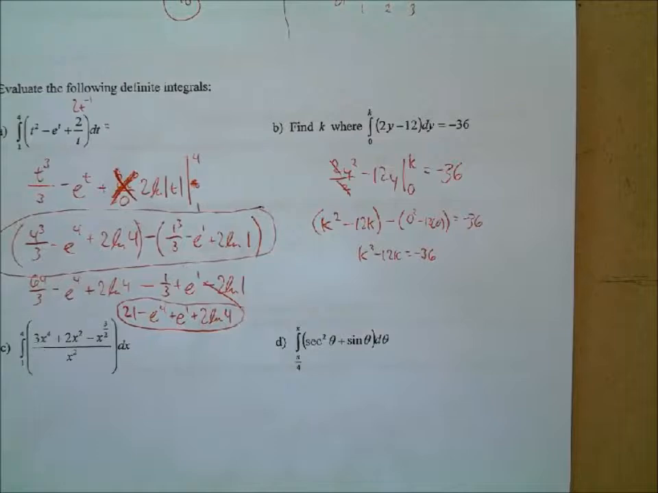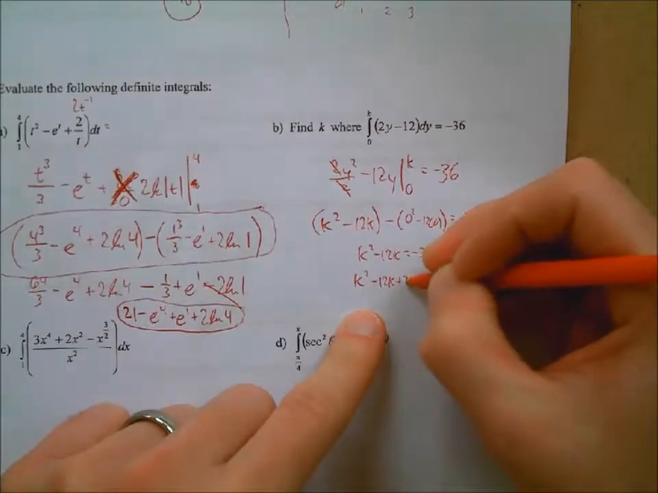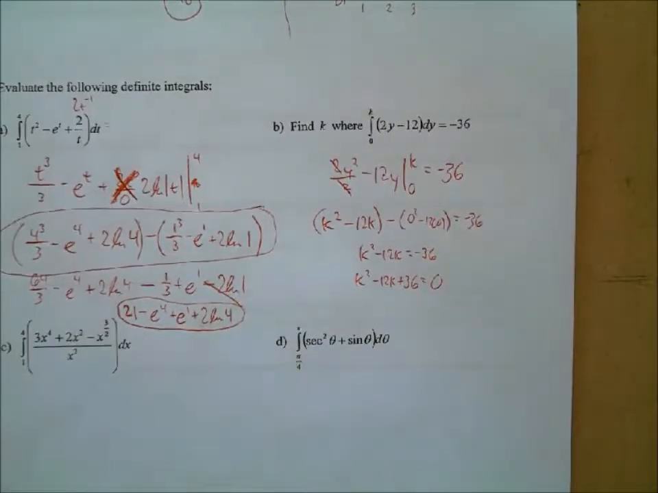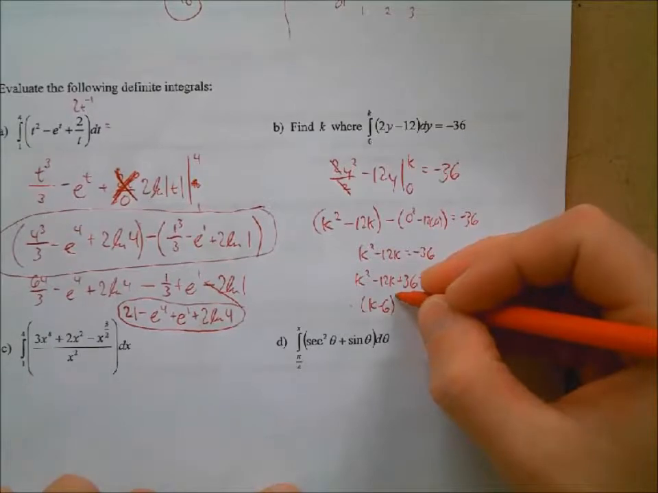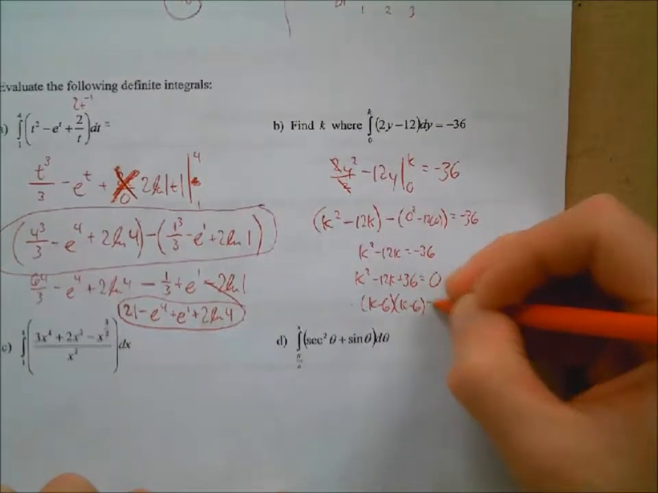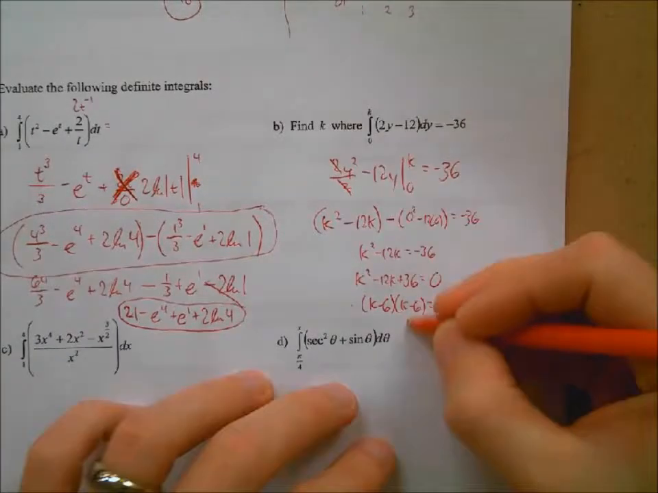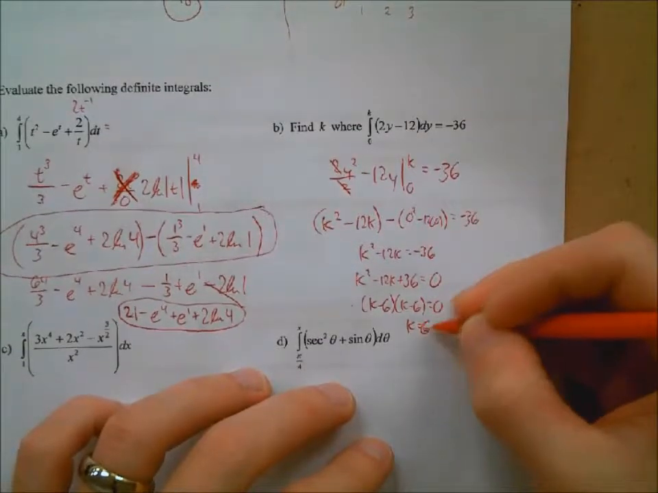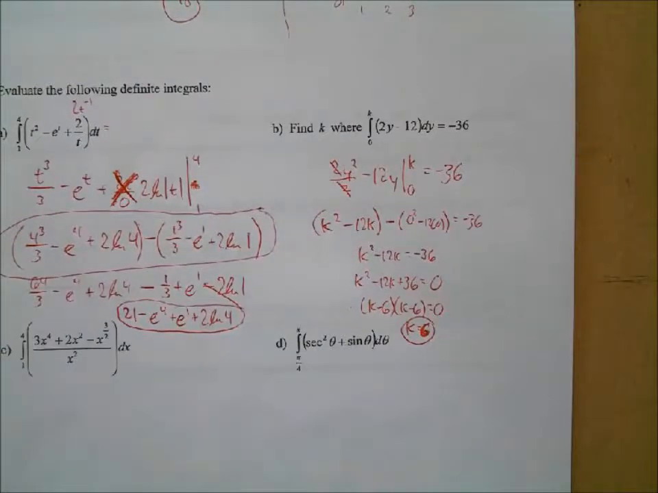And how should we go about solving from here? What should we do? Yeah, we want it to be equal to 0, and then we'll factor. So k squared minus 12k plus 36 equals 0. That factors to k minus 6 times k minus 6, or really just k minus 6 squared. I guess either one's fine there. And so what value of k solves this equation? 6. K equals 6. Okay, k equals 6 is our answer there.